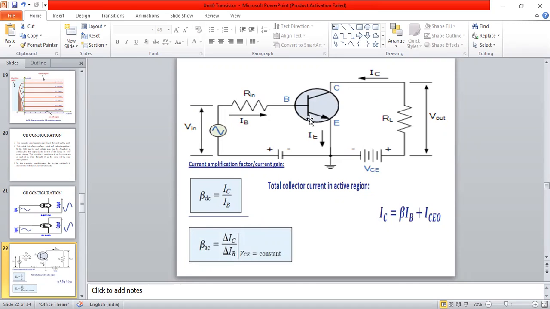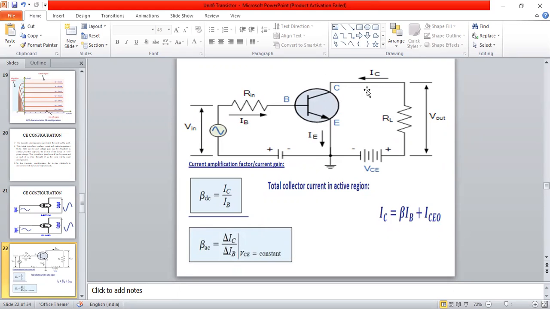But considering base and emitter, base should be forward biased. So base should be connected to the positive supply and emitter is connected to the negative supply here. No, both are negative supply here. Both are negative supply we have connected. This current will come towards the negative here. So the current direction will be this one, IB plus IC. It will come back to the common point. The total current IE equal to IB plus IC.